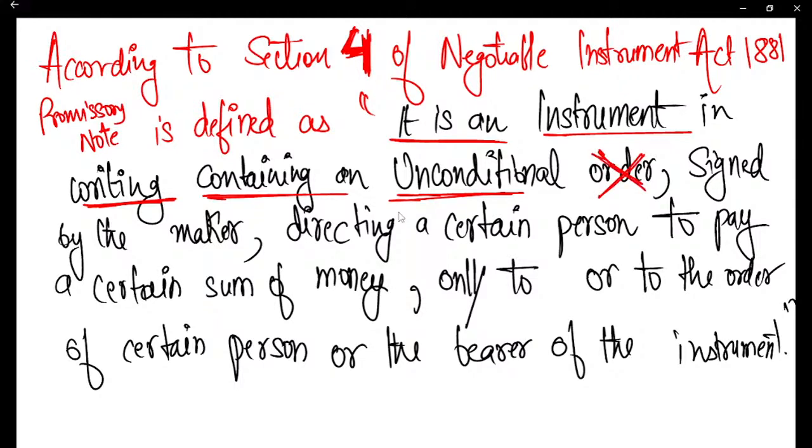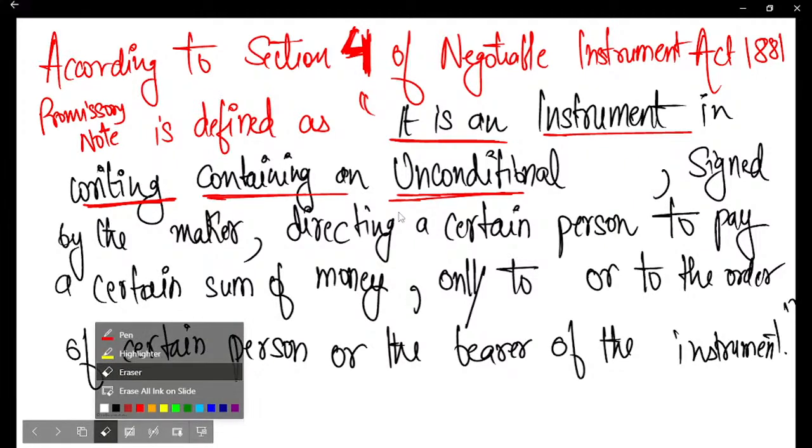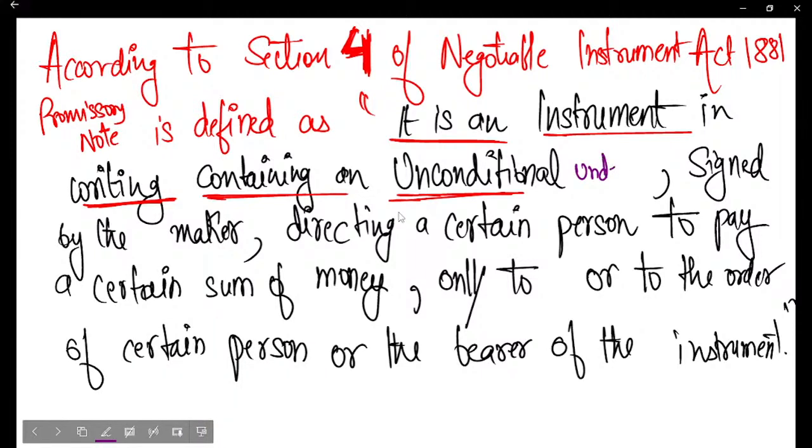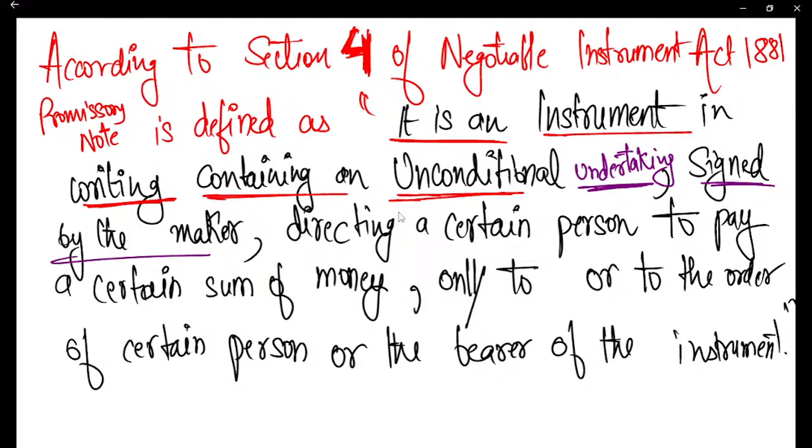No. Promissory note is not an order. It does not contain an order. It contains unconditional undertaking. यहाँ पे क्या आ जाएगा? Undertaking आ जाएगा. It is an instrument in writing containing an unconditional undertaking signed by the maker. It is signed by the maker. This is same. Yes, you can unconditional promise भी हो सकता है. It can be unconditional promise also. But in definition, it is undertaking. So please try to write down undertaking.